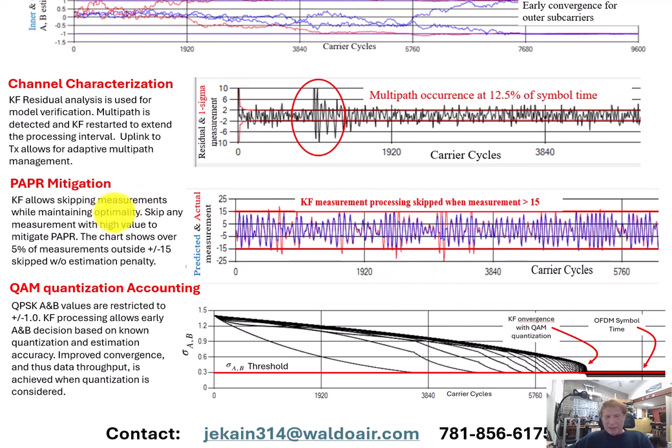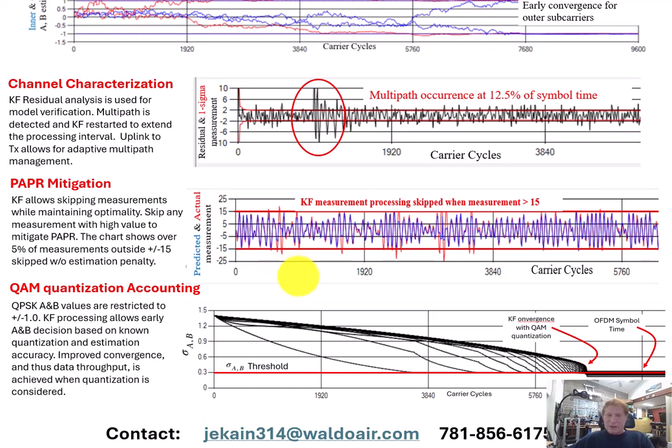On the pane to the right, we set a measurement threshold of 15 and skipped all measurements outside this value. The estimation performance for this case was not noticeably impacted by skipping over 5% of the measurements.